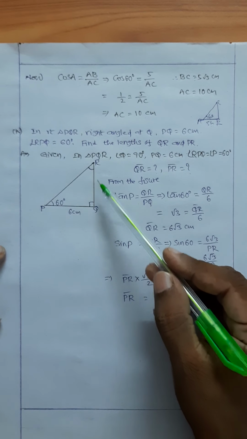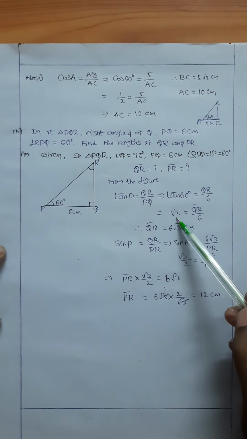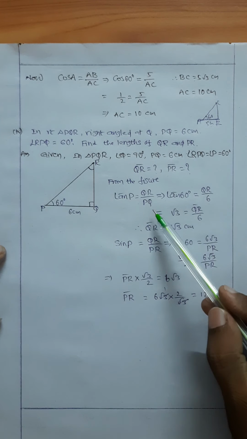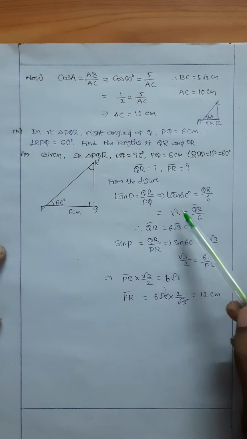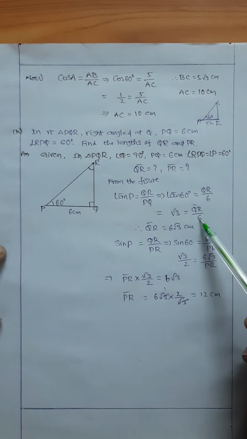QR is unknown, leave it, and tan 60 is equal to root 3, and this PQ is 6. Therefore root 3 is equal to QR by 6. By cross multiplication you get QR is equal to 6 root 3 centimeters.